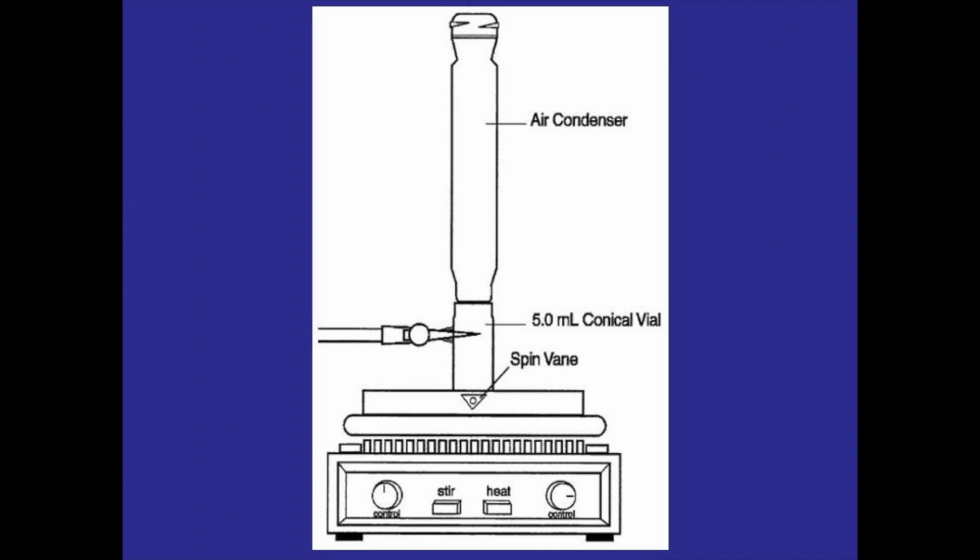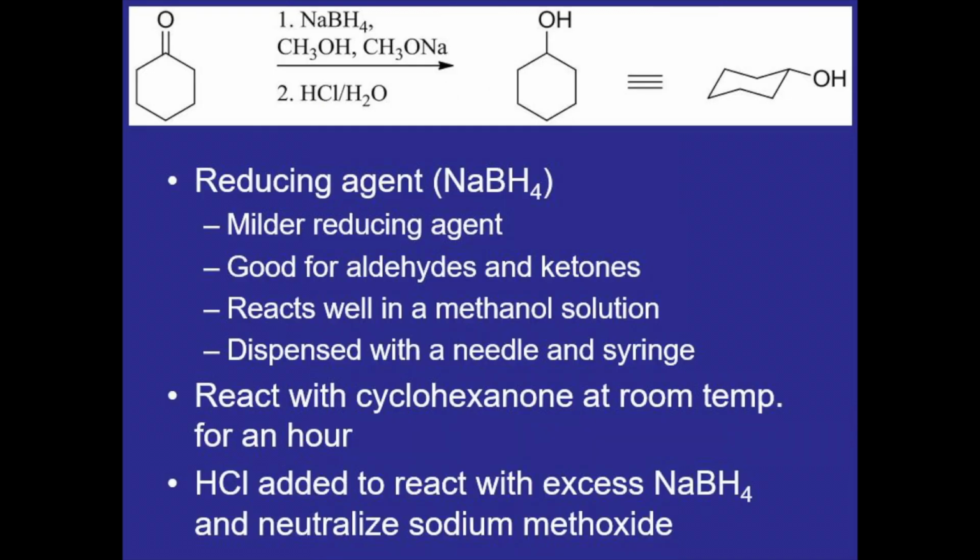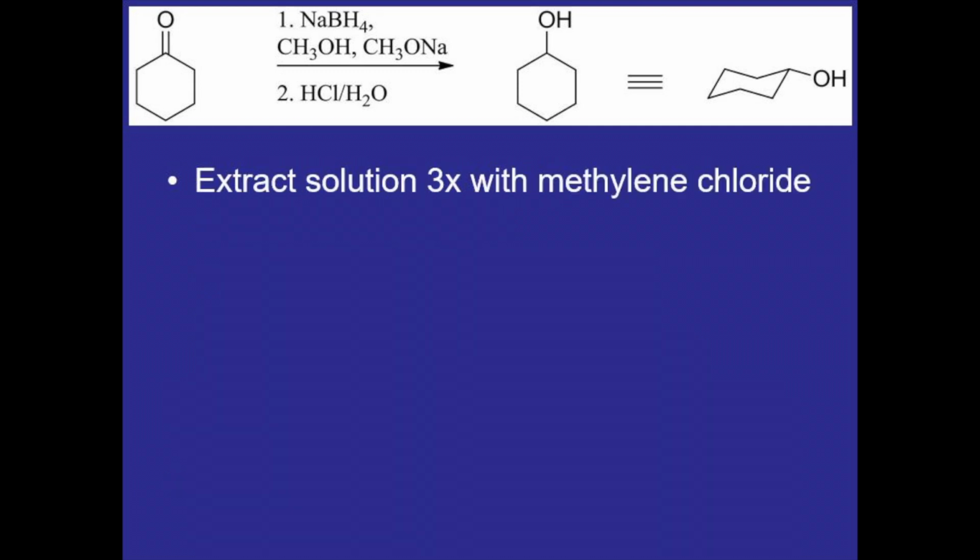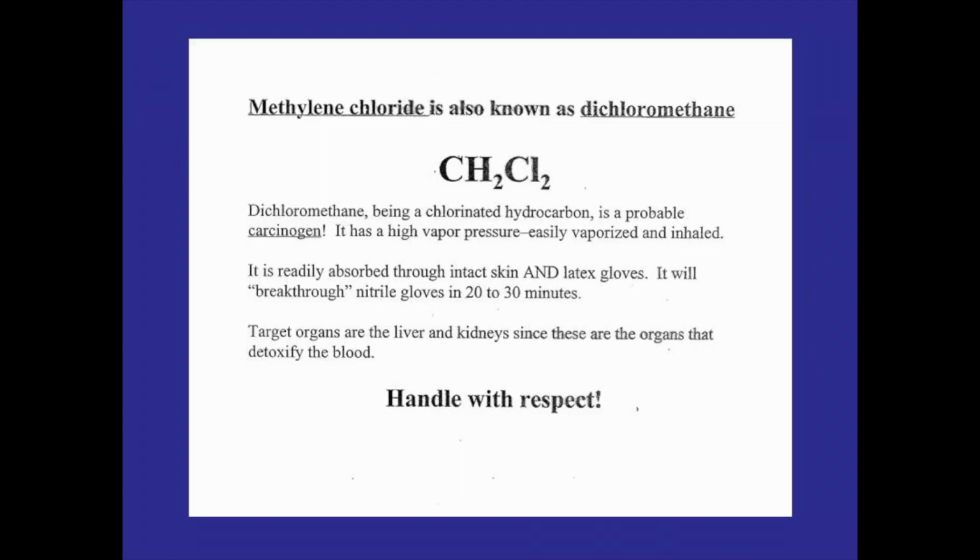Once that hour has passed, a little bit of hydrochloric acid will be added to react with any sodium borohydride left over, as well as to neutralize the sodium methoxide from the methanol solution. Then we'll extract that solution 3 times using methylene chloride, which is a common organic solvent used in the lab. There is a slight safety concern with methylene chloride just because it is a probable carcinogen, but there shouldn't be any issues as long as it's handled with care.